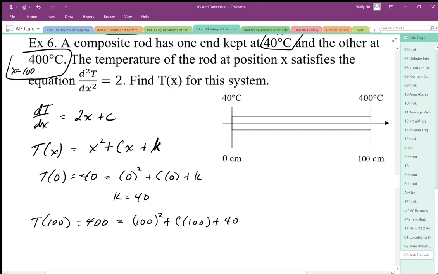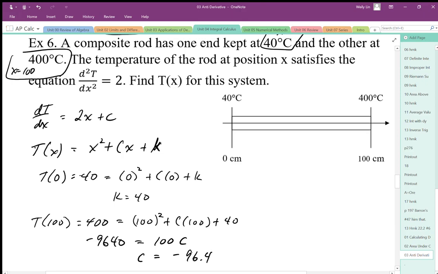Okay, and then I can solve this for c. So I end up with, what's that, 10,000 plus 40. Oh, I better do that on a calculator here so I don't make a mistake. 400 minus 100 squared minus 40 is negative 9,640, and that's equal to 100c. And I can then calculate c. So c equals negative 96.4.